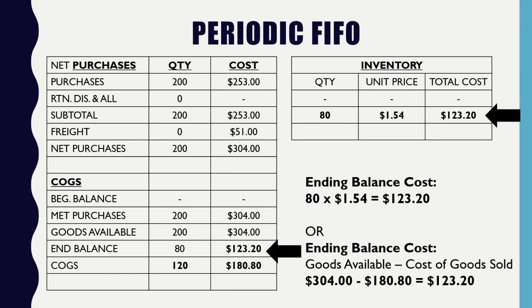Okay, so that's how we solve for ending inventory, and here it is. 123.20 and 180.80, and let's total them up. 80 items plus 120 gives you a total of 200. 123.20 plus 180.80 gives you a total of 304. So here, this is how you can also ensure the accuracy of your accounting by double checking your work.